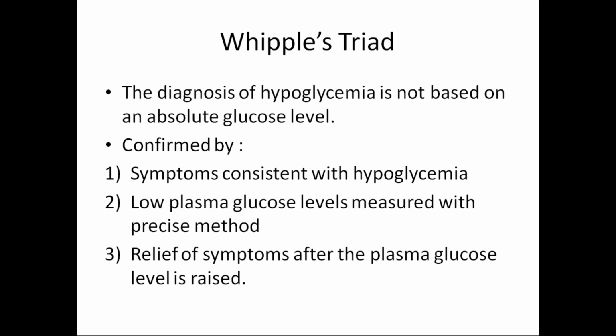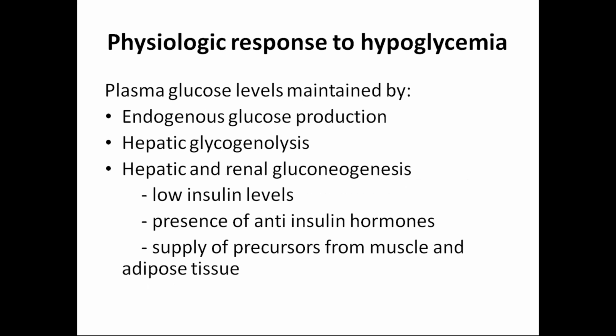So first, the symptoms should be present, and when you measure the plasma glucose levels, they should be less than 70. And the third point is there should be relief of symptoms after the plasma glucose level is raised. So these three components should be present to name it as hypoglycemia. And that is the Whipple's triad. Whipple's triad is a very important 2 marks question or an MCQ bit. So you have to keep it in mind, Whipple's triad.